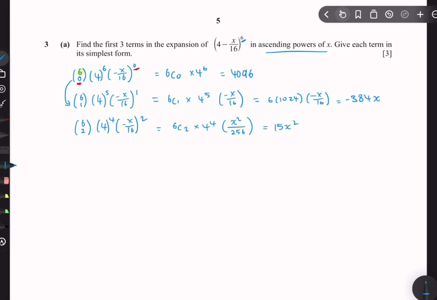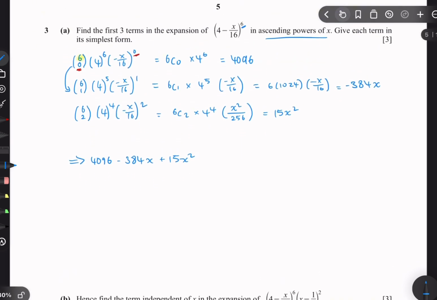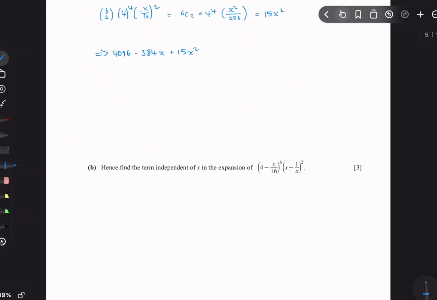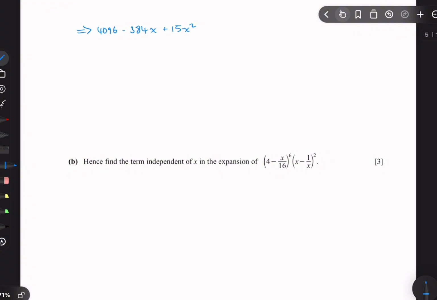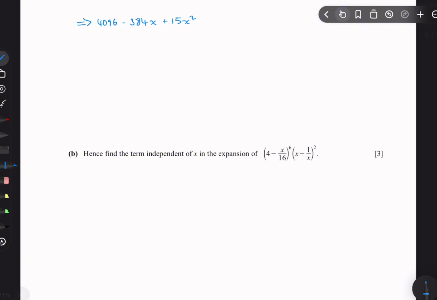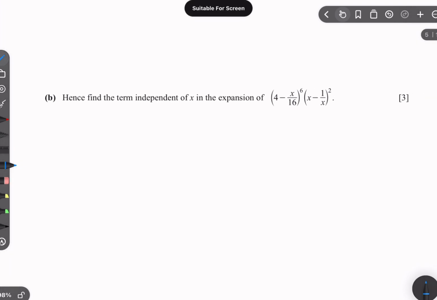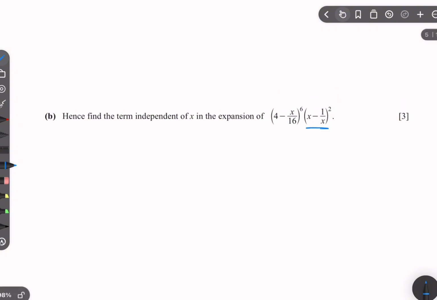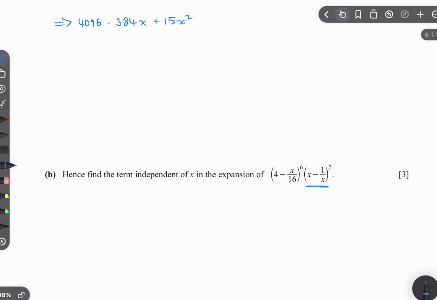Okay, so now we have the first three terms. We can rewrite this expansion. So this is the final answer. Part B, hence find the term independent of x in the expansion. Okay, so for this question, we should firstly expand this part, because we already have the first three terms in the expansion of the first part from part A.